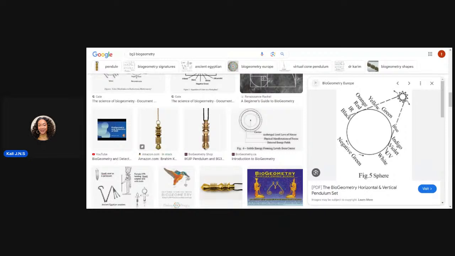Okay, and so when we talk about negative green energy, it's one of the prisms, or one of the waves rather, that emits from the sun. As you can see in this picture here, you see the sun. And the sun emits certain vibrations from all these spheres.